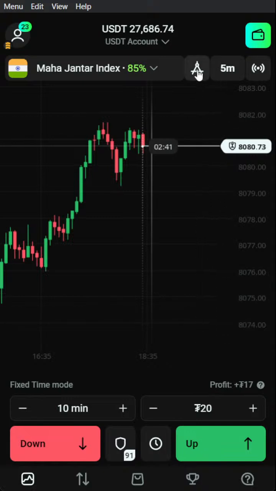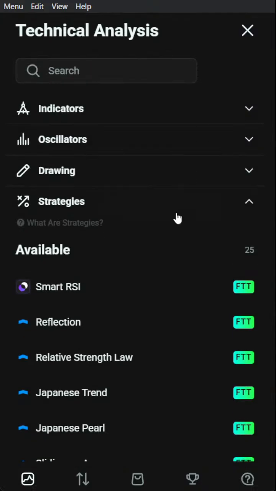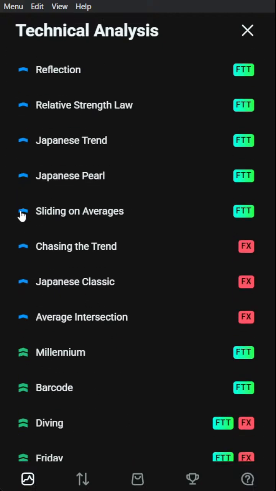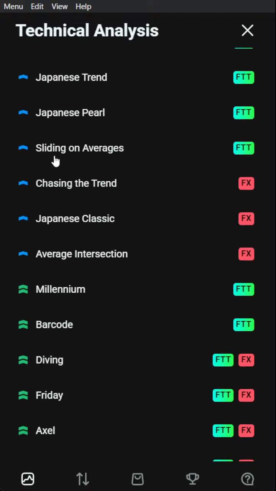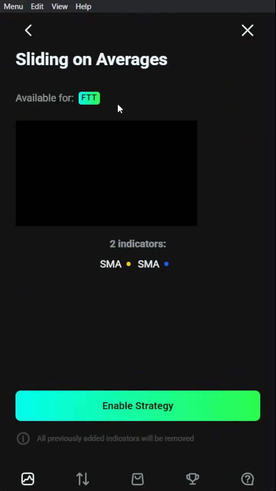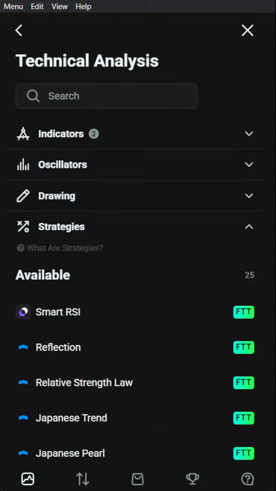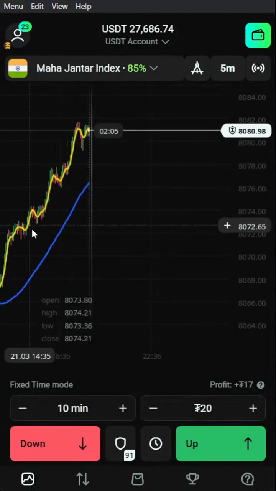Now, when we go to our technical analysis section and we click on strategies, we see the strategies with a normal blue arrow, which is the starter level strategy. How do we understand that this is a starter level strategy? Because it has a blue arrow. There are some with green and some with yellow. In starter level, we have one strategy that is known as sliding on averages, which works on fixed time trading mode. When I click on it, there is a small video, and it says that this strategy uses two SMAs. Whenever the SMAs intersect each other, that is a time to open the trade.